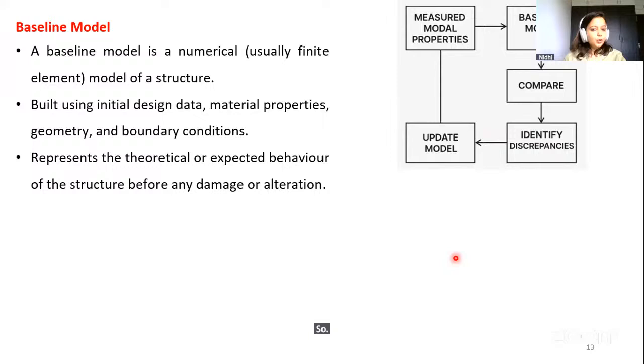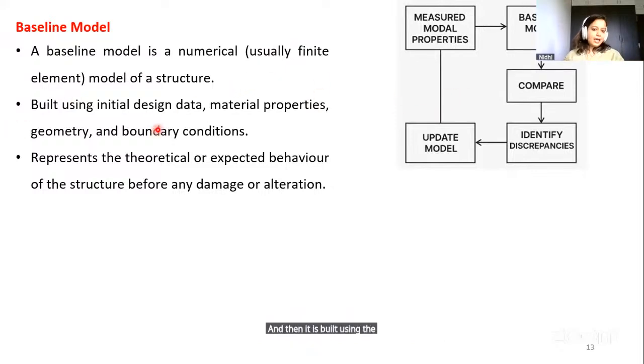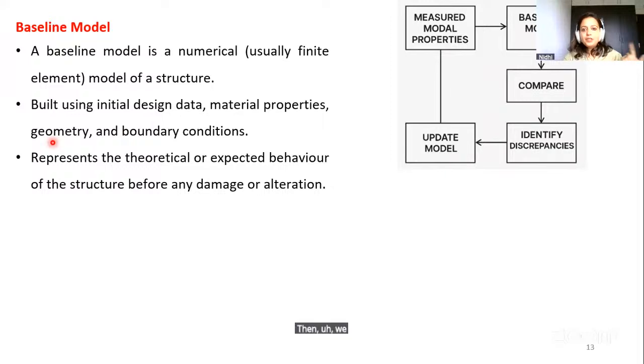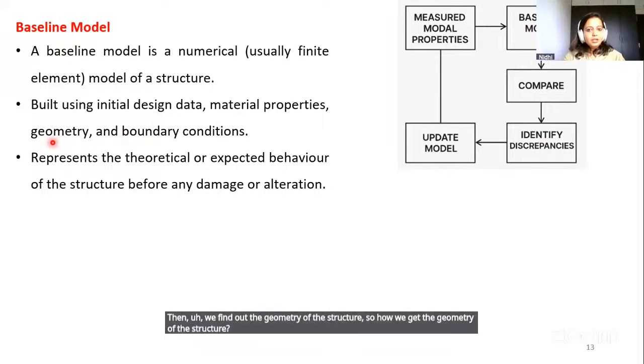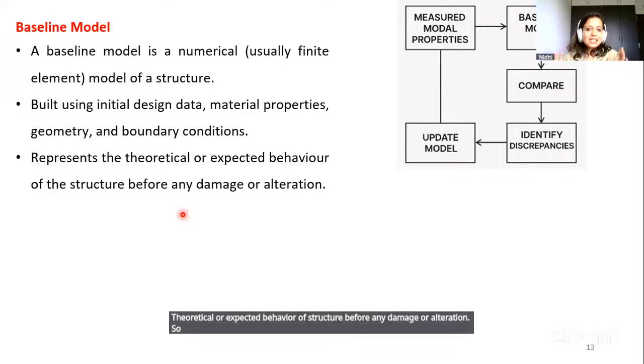A baseline model is a numerical model of a structure, usually a finite element model. It is built using the initial design data, such as material properties. Material properties include finding the Young's modulus, Poisson's ratio, etc. Then we find out the geometry of the structure. How do we get the geometry? We can find it using a drone survey, and we put in the boundary conditions. So this baseline model represents the theoretical or expected behavior of the structure before any damage or alteration. So it is a base model.